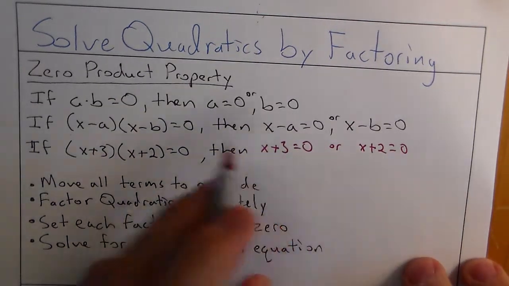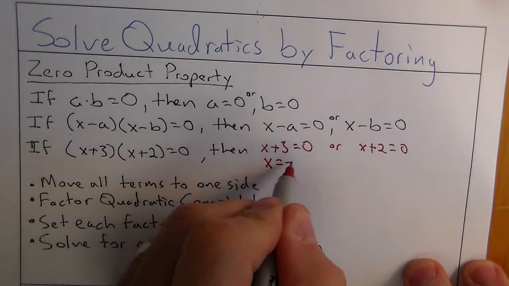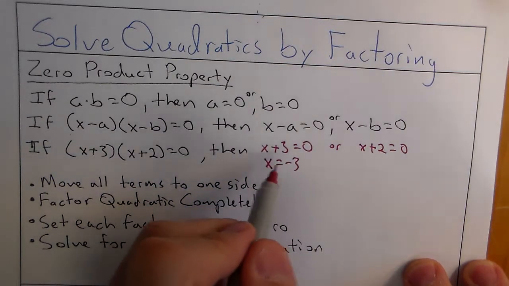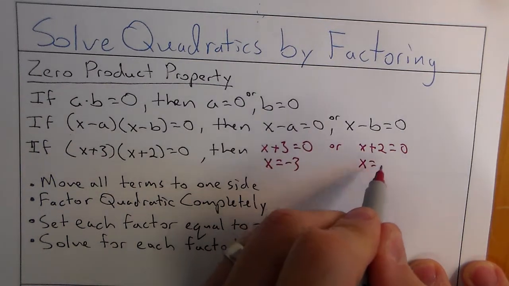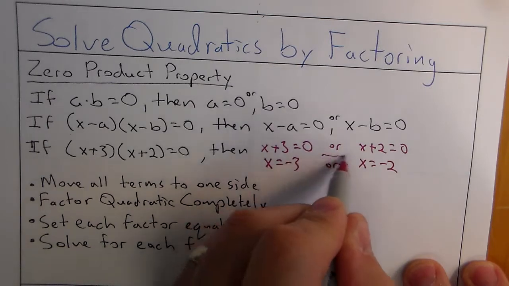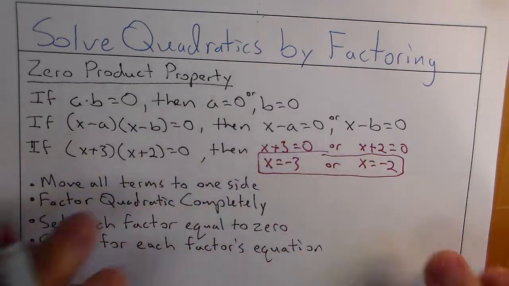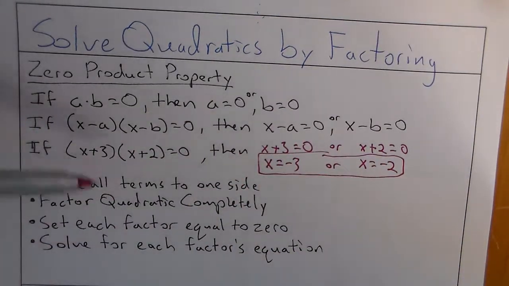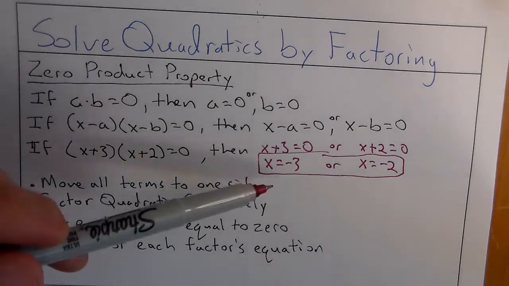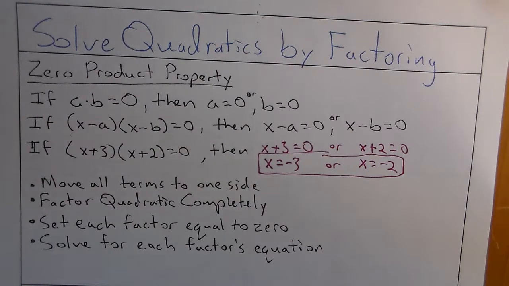I can solve both of these and get x equals negative 3 by subtracting 3 from both sides, and then x equals negative 2 by subtracting 2 from both sides. This gives us the solutions we want of the two binomials. What we can do is then take a step back and factor to get to this point and then find solutions. So steps we're going to look for.